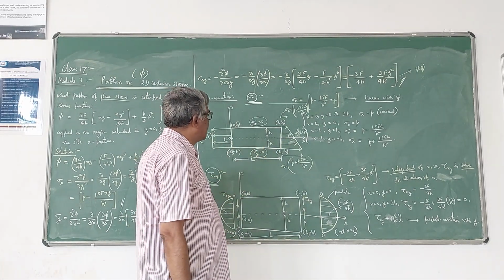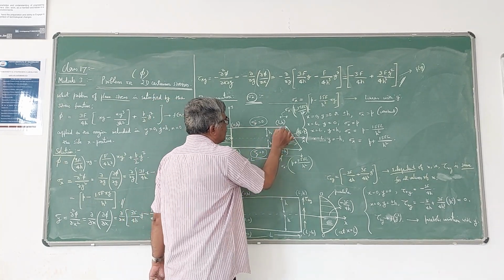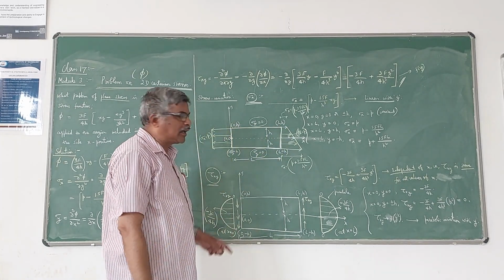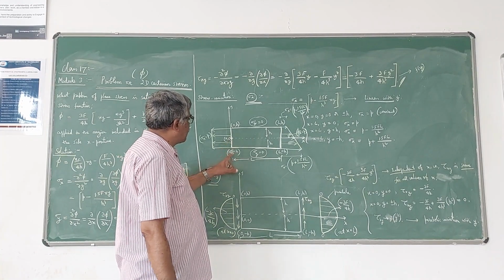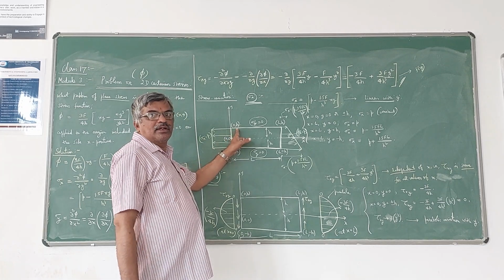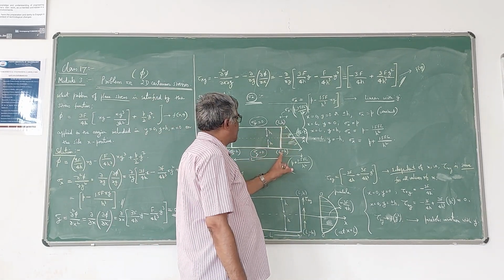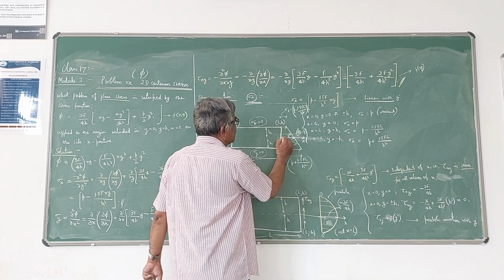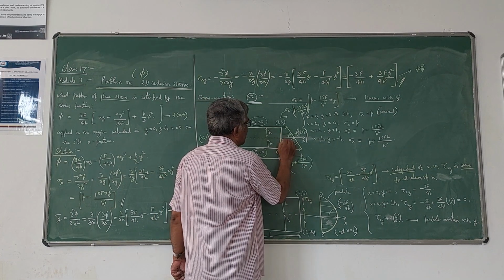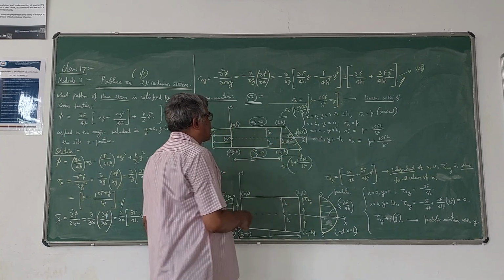L is the length. Now if you take this as the origin, the coordinates of these 4 corner points you can write now. So this is 0, 0. Now this becomes 0, minus h. This becomes 0, plus h. This becomes L, plus h. This becomes L, minus h. Of course, this point becomes L comma 0. X is L, y is 0.